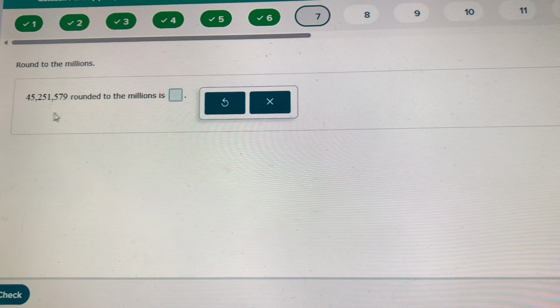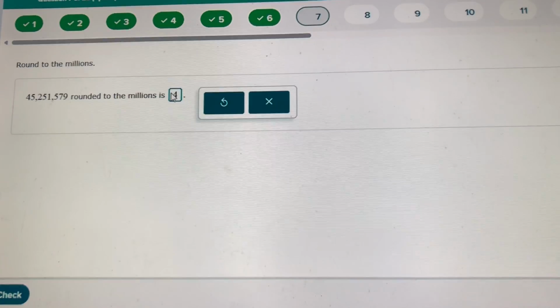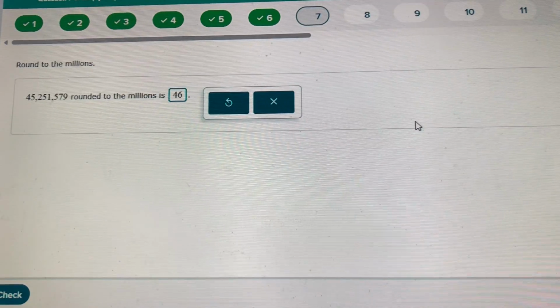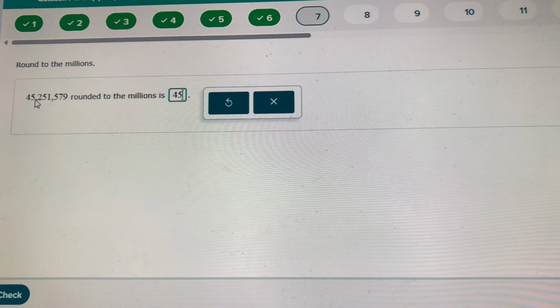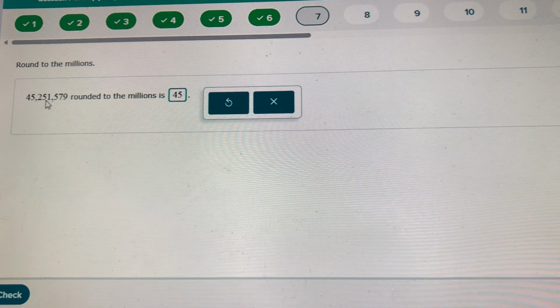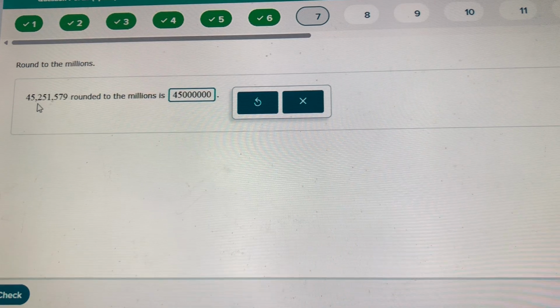Round to the millions. So million is the first number after the second comma. If you're going right to left, the million is right where this 5 is. This is 45 million. So you're either going to put 45 or 46. It's always either 45 or 46, one or the other. This will be 45 because the next number after the 5 is a 2. And so then you don't add 1 to it. And then there's 1, 2, 3, 4, 5, 6 numbers after that. So I need 1, 2, 3, 4, 5, 6. 45,251,000 is closer to 45 million than 46 million.